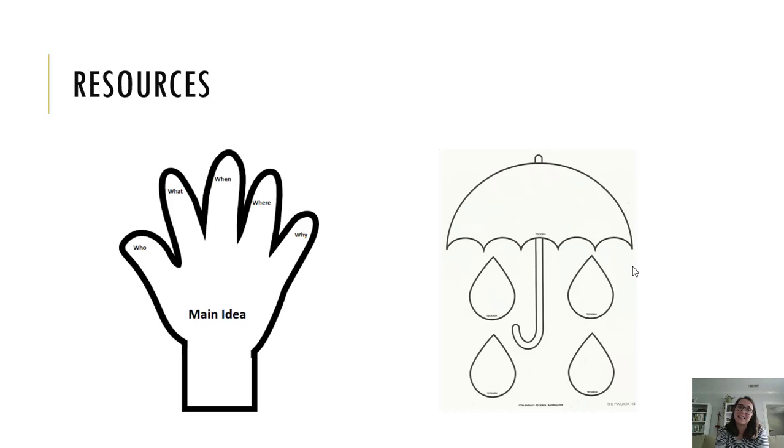Here are some resources that I use. I usually cut a half page of the hand, laminate it, and put it in their book bag. So when they're reading independently or I'm coming around talking with them, it's a quick reference for me to see if they know the main idea of their story and any of those details. The fingers are the details, those question words that help us think about the details of the story. That's also a song that we sing. It's called the Main Idea Song.